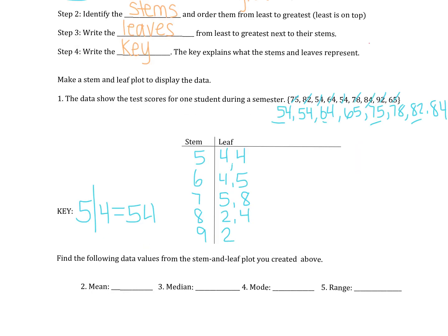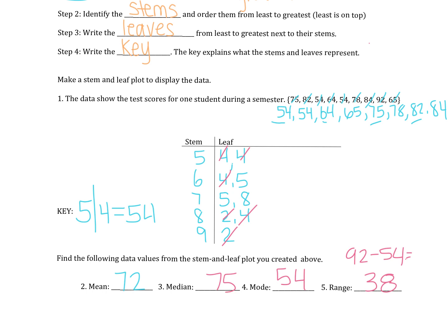So now I have to find all the data values from the stem and leaf plot. So the mean, you add up all the numbers and then divide by the amount of numbers. Got 72. The median is the middle number. So here we have, and you can use your list you created too, actually. And it is 75. Our mode is the most common number, which is 54. And our range is 38, from 92 to 54.